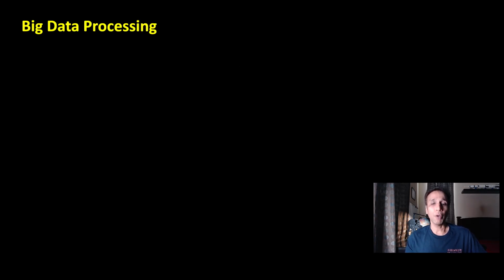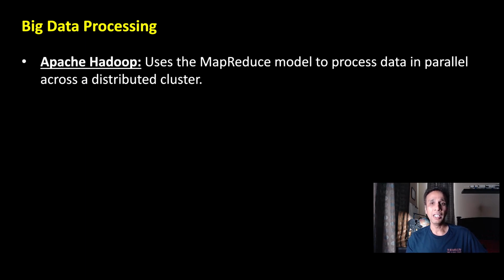Now, how do you process it? Now you have data handling, and how do you process this big data? This is where the term Apache will come up. So Apache Hadoop, of course, uses a technique called MapReduce to process this data in parallel across these distributed clusters. So it's not as fast, but it is fast enough, where it's actually processing this data in parallel.